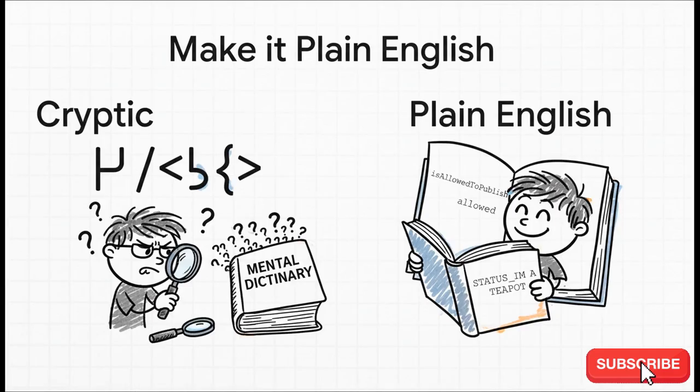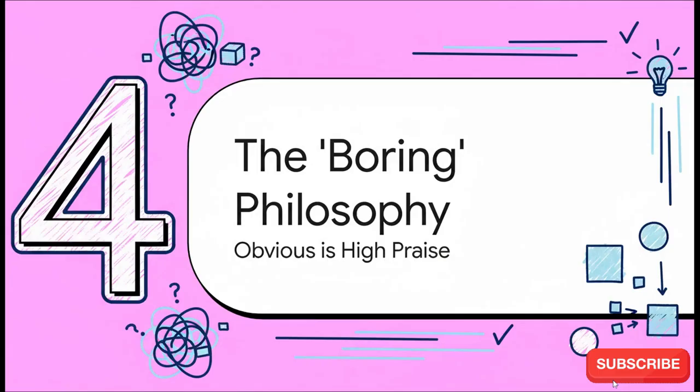And this same idea applies to your variable names and those magic numbers you see everywhere. Your goal, your mission, should be to make your code read like plain English. Seriously. No one should have to guess what a Boolean called allowed actually checks for. And nobody should have to memorize that HTTP status 418 means I'm a teapot. Just be descriptive.